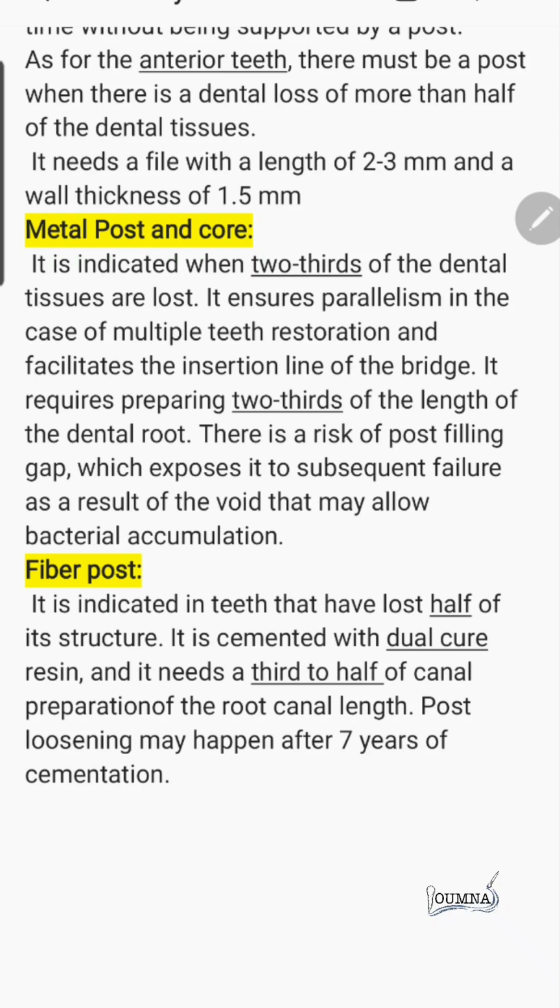The fiber post. It is indicated in teeth that have lost half of its structure. It is cemented with dual cure resin, and it needs a third to half of canal preparation of the root canal length. Post loosening may happen after 7 years of cementation.